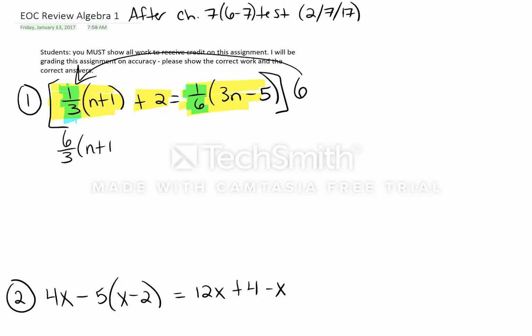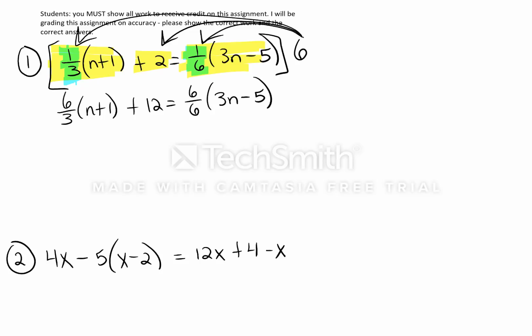So I am going to multiply 6 by 1/3. So I get 6/3, and the n plus 1 stays the same. And then I multiply the 6 by the 2, and I get 12. Then I multiply the 6 by the 1/6, and I get 6/6. And I keep the 3 and minus 5 the same.